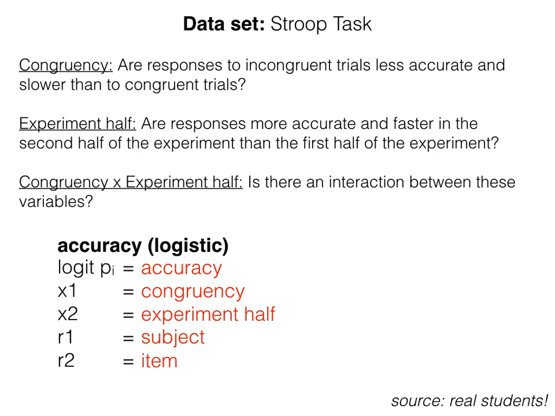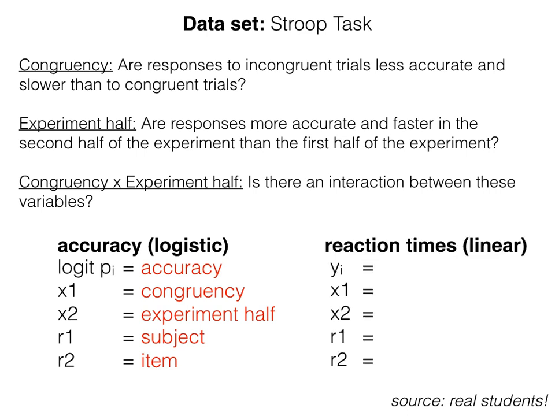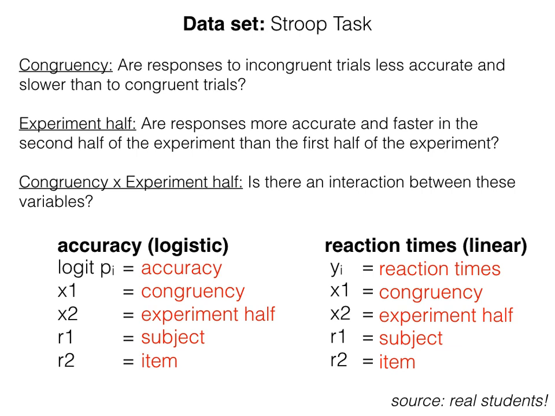In addition to building our accuracy model, we'll also build a model on reaction times, which will be a linear regression. Our dependent variable will be reaction times, our first fixed effect congruency, and our second experiment half. And our random effects will still be subject and item. Pause the video now to do the lab. Come back to the video as suggested to learn more about the code in the lab.